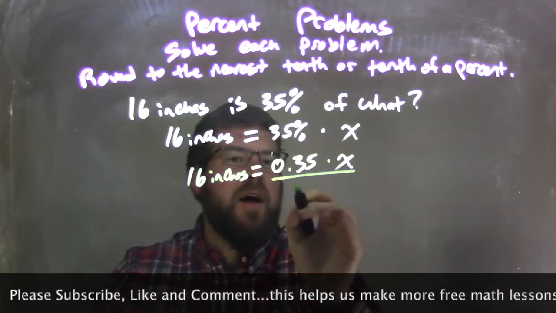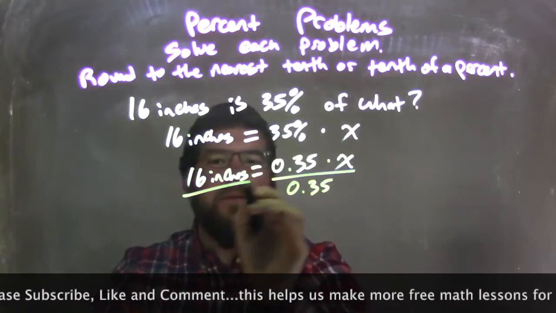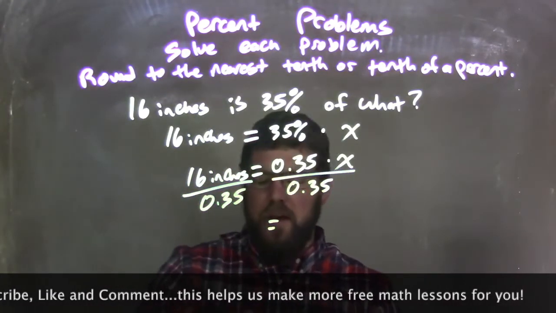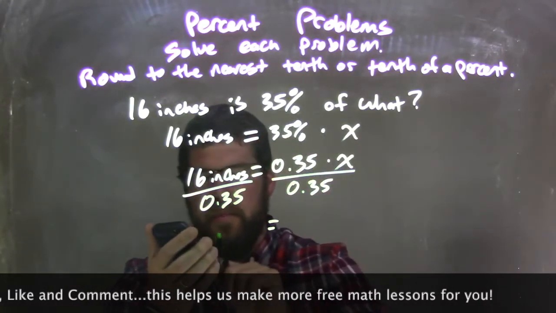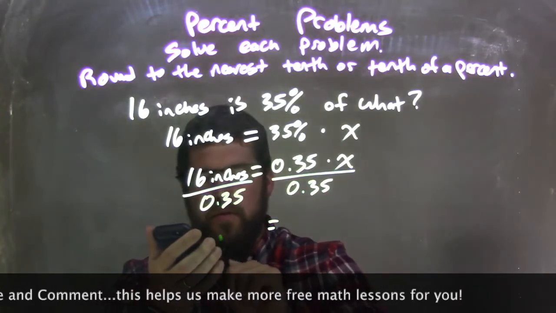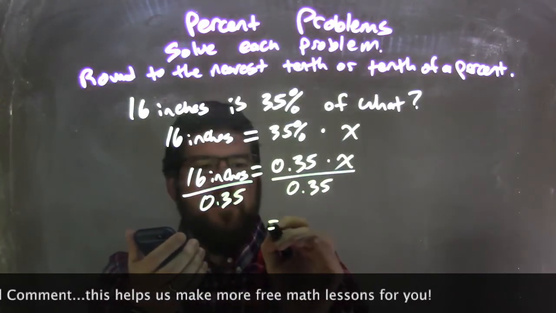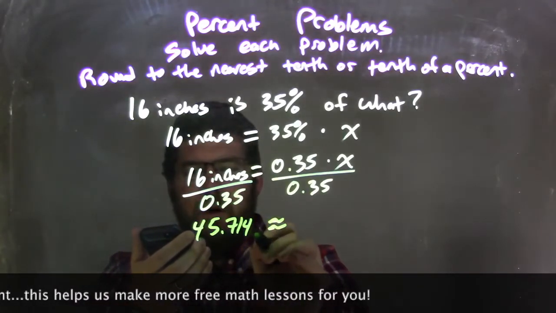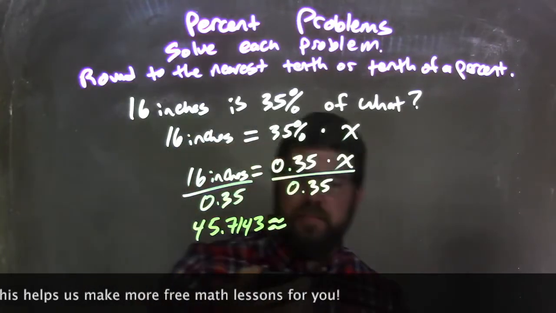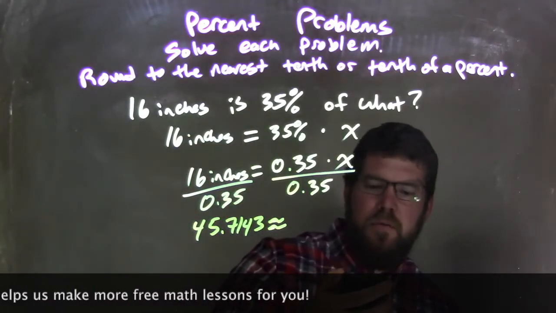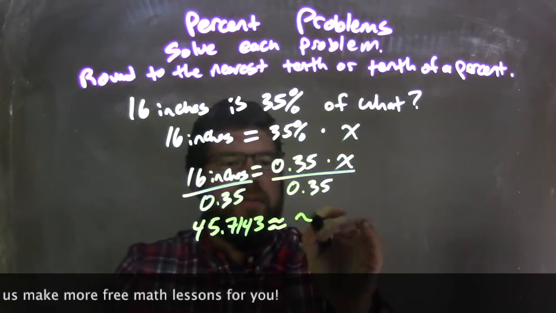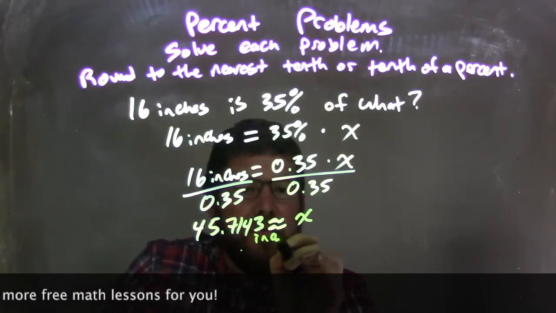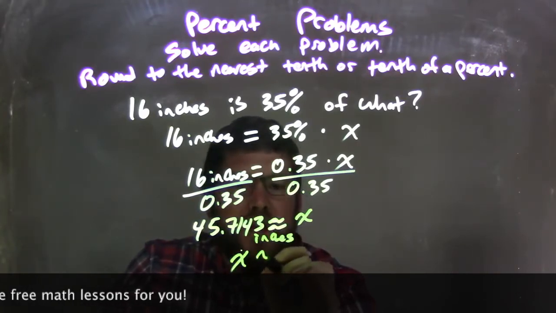If we divide both sides by 0.35, we're left with, well, what's 16 divided by 0.35? We have 45.7143, this is approximate, rounded, is approximately equal to X. We can write X to come first, and that's inches. So X can come first. X is approximately 45.7143 inches.